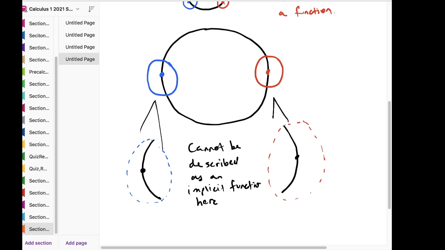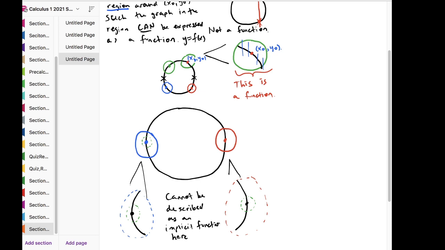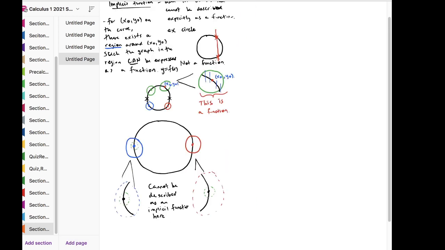No matter how small of a circle we make, there's always still going to be a bit of stuff contained in a vertical line. Okay, so we know what this function is for a circle, these implicit functions. But first, any questions just on the idea there?